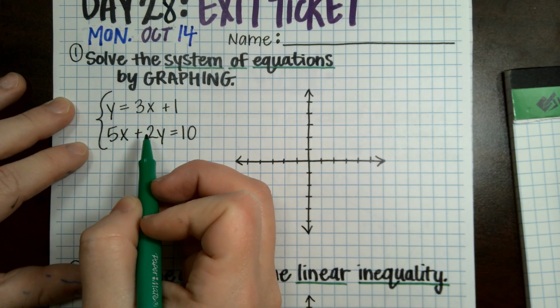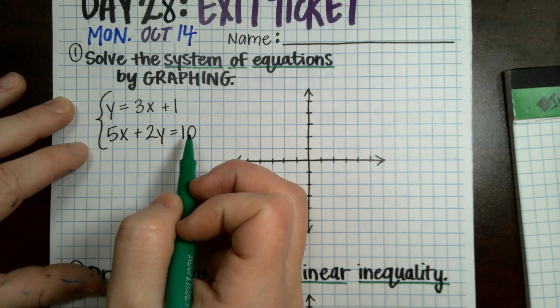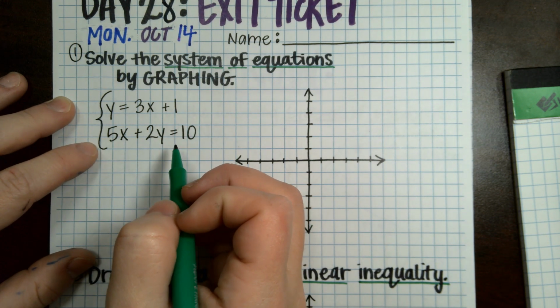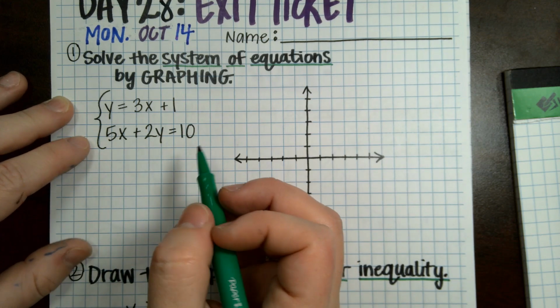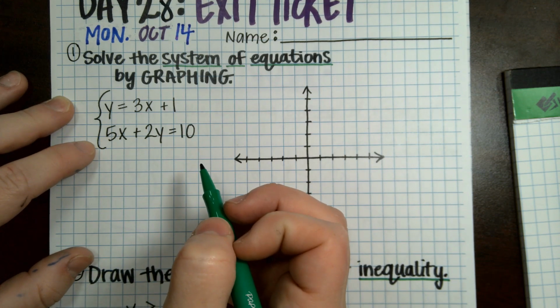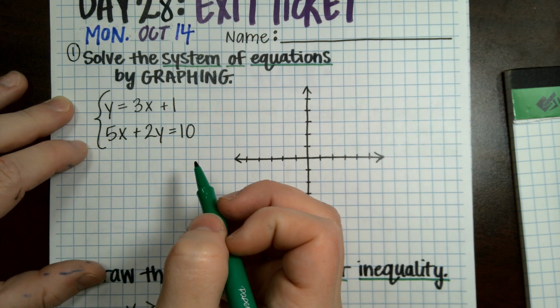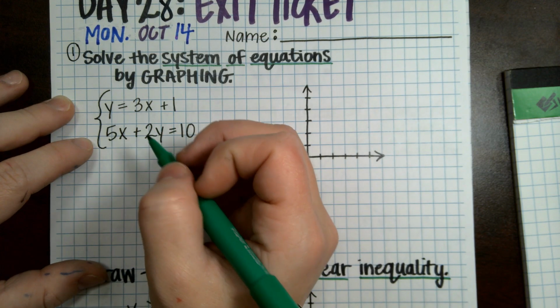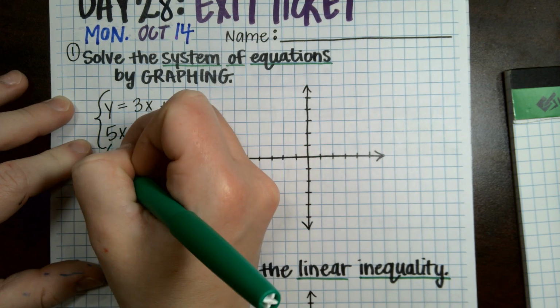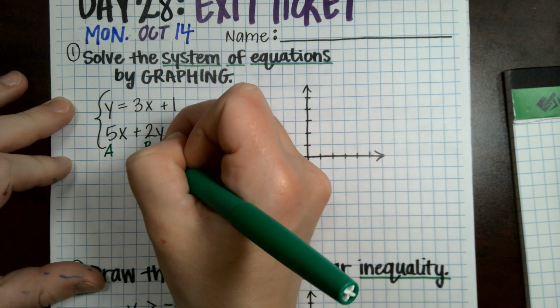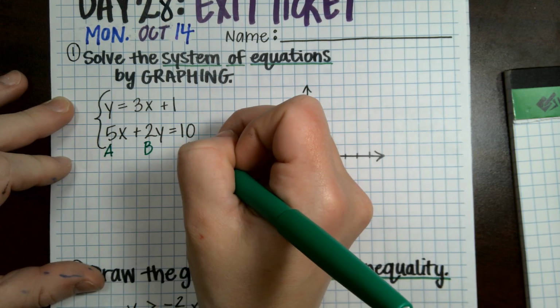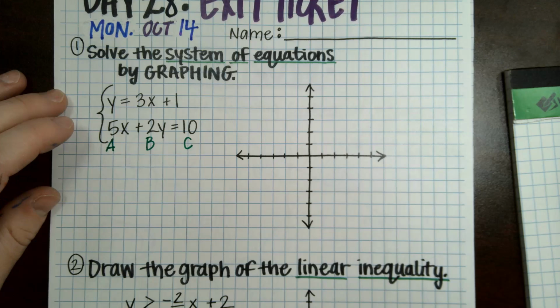ax plus by equals c. In order to start the process of rearranging and figuring out our new equation, we want to start by labeling the a, the b, and the c. So what's our a going to be? 5. What's our b? 2. What's our c? 10. Good.